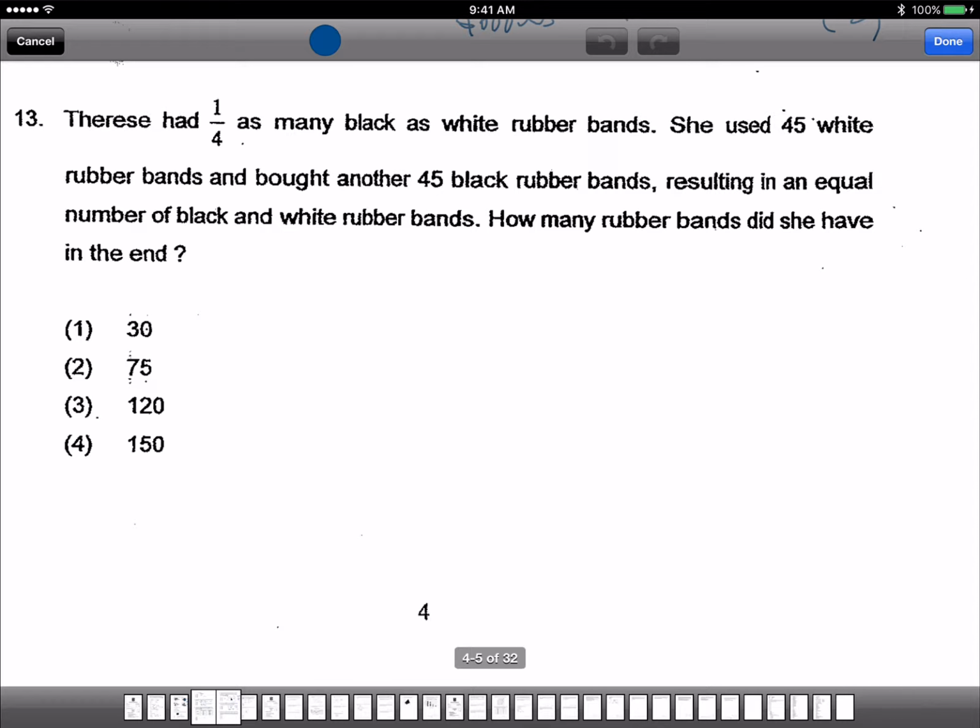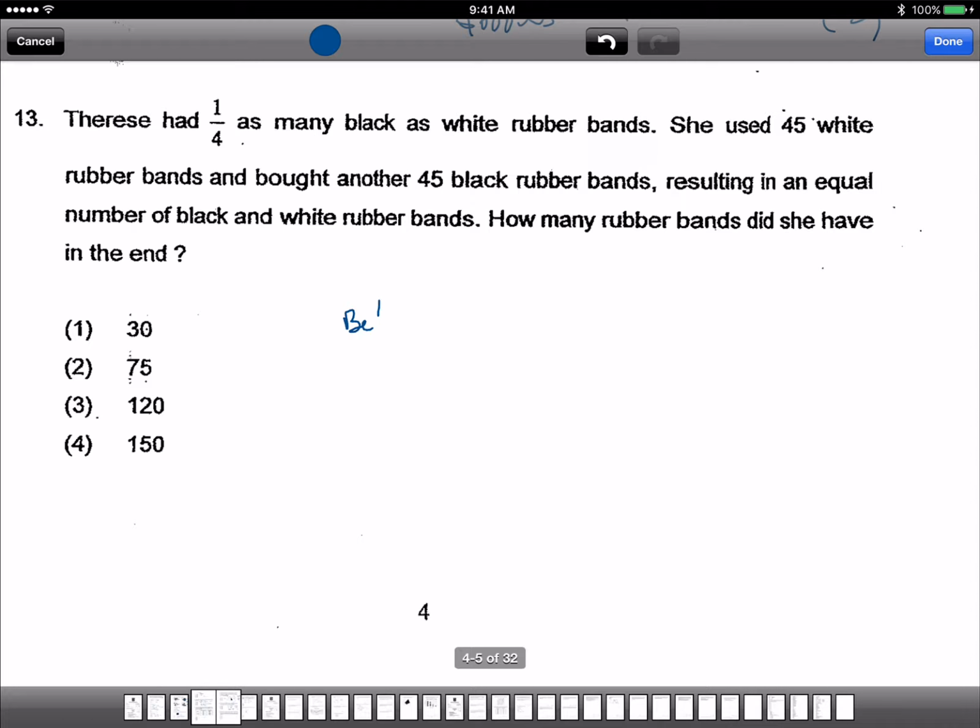She has 1/4 as many black as white rubber bands. So black 1 unit, white 4 units. She used 45 white rubber bands and bought another 45 black rubber bands, resulting in equal number of black and white. So this is a before and after. So before and after question, I prefer another technique.